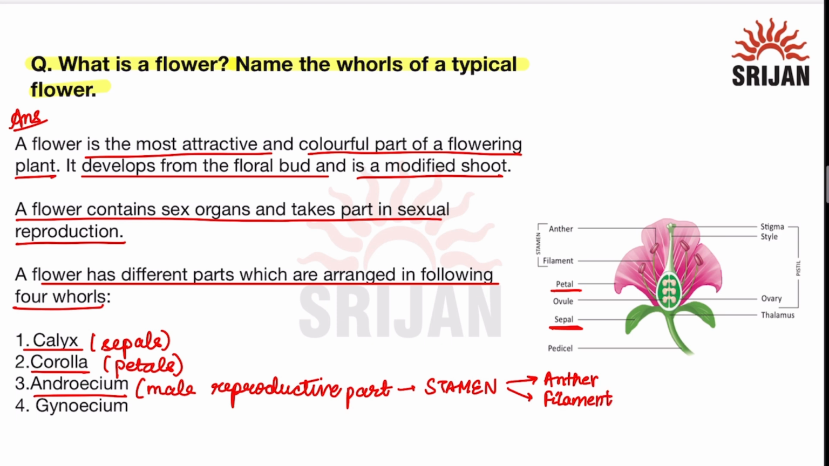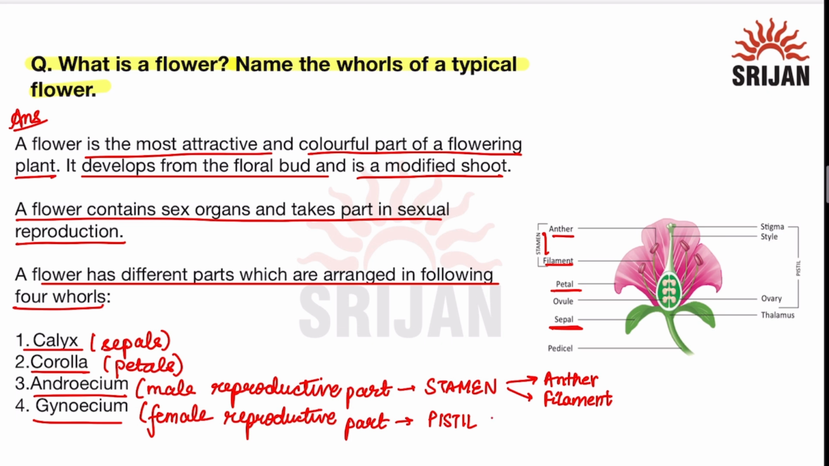As we can see in this figure which shows stamen, first part is anther and second part is filament, which is the stalk. Now fourth is gynoecium, which is the female reproductive part, and it is made up of a group of pistils.